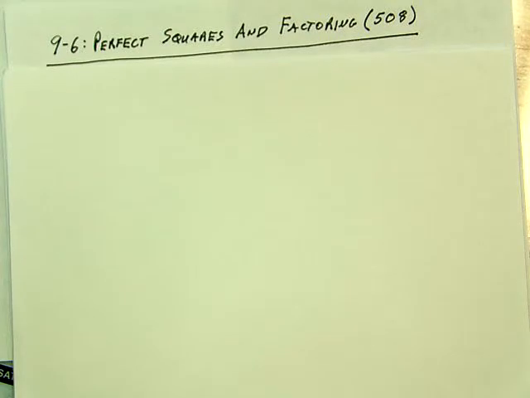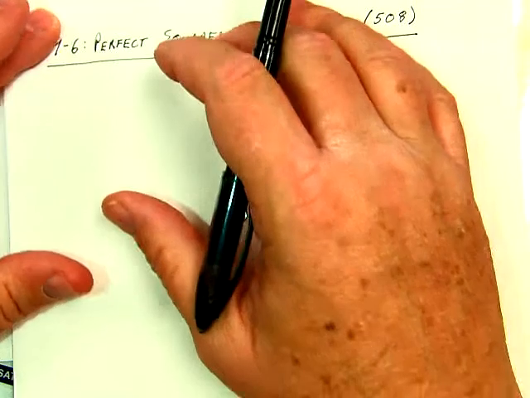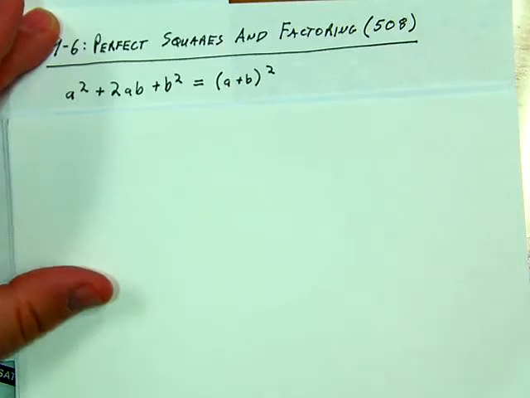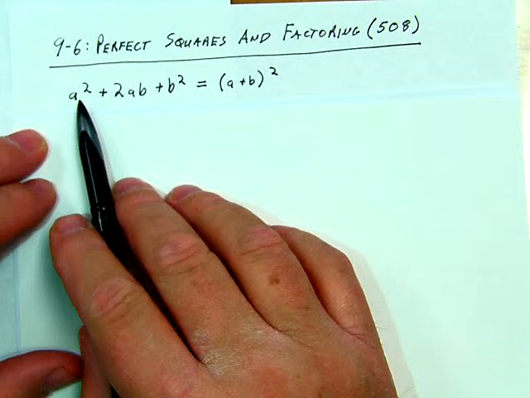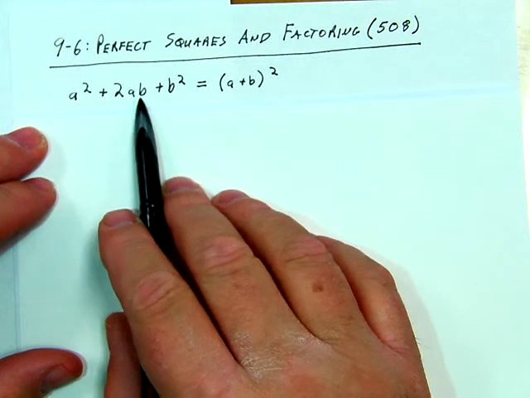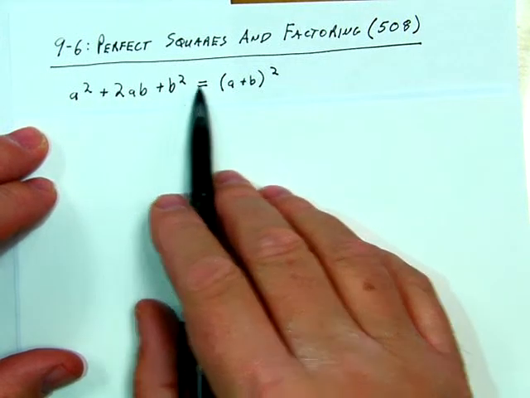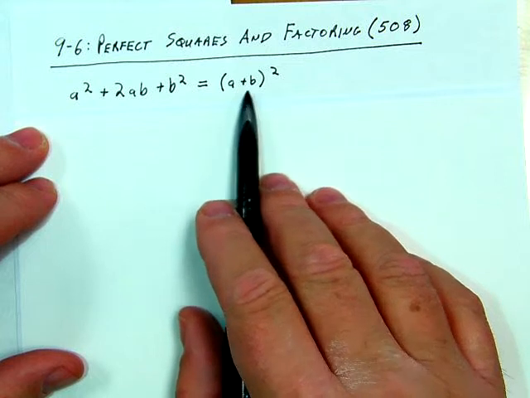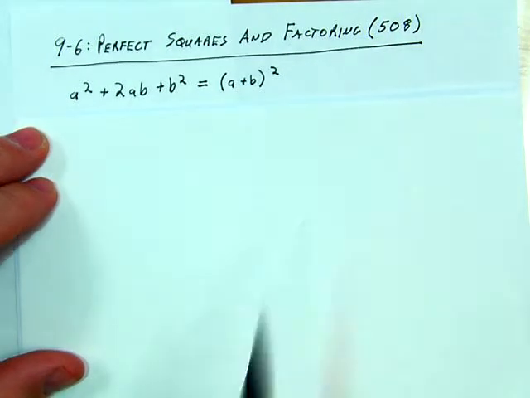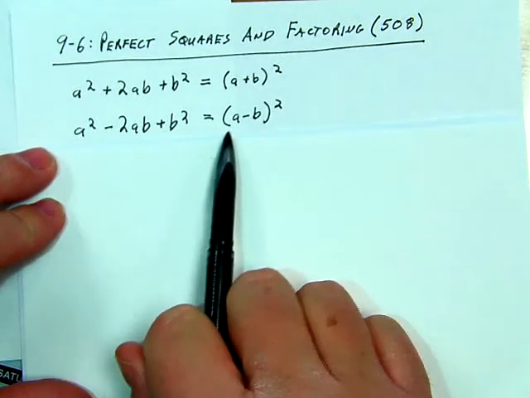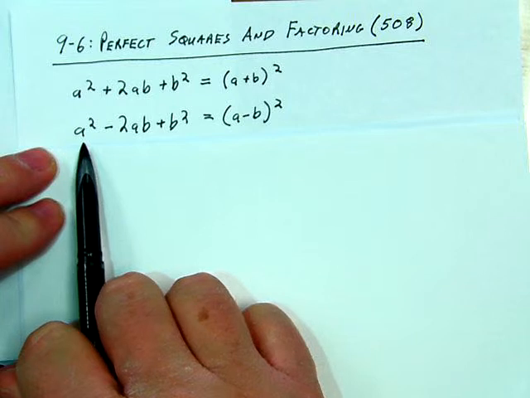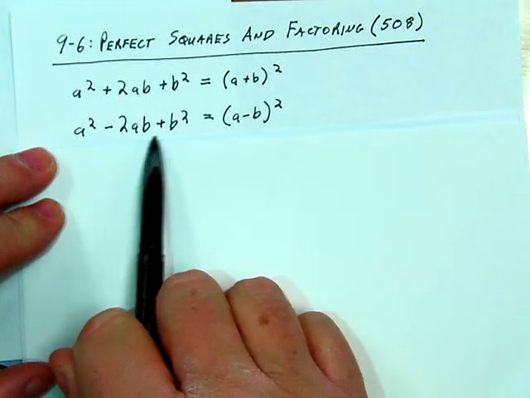Okay, let's talk about lesson 9.6 in the book, perfect squares and factoring, page 508. First of all, we need to recognize that when you see something like a squared plus 2ab plus b squared, it can be immediately factored as (a plus b) squared. And just like that, it is also true on the negative side. (A minus b) squared is this pattern, a squared minus 2ab plus b squared.